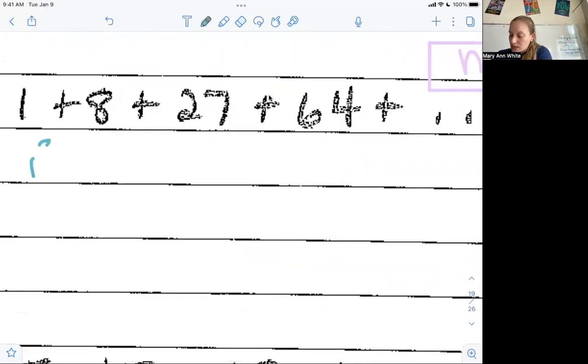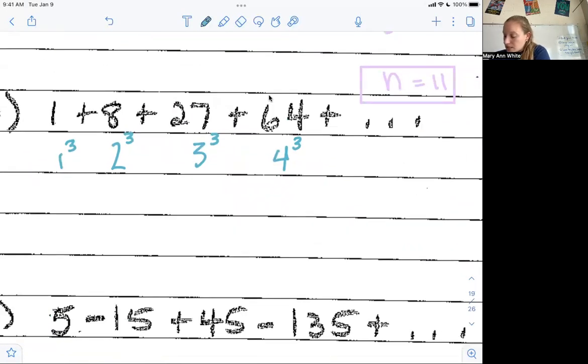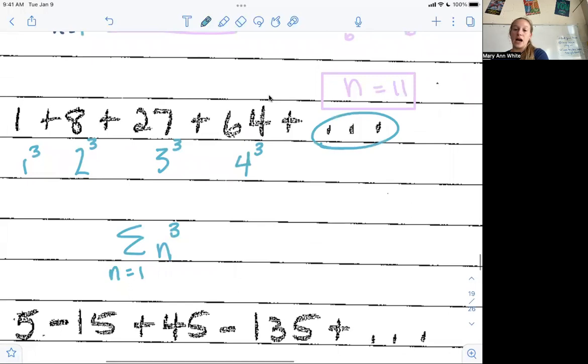So this is the same thing as 1 to the third, 8 is the same thing as 2 to the third, 27 is 3 to the third, and 64 is the same thing as 4 to the third. So when I thought about this in summation notation, I've got my sigma, and I'm going to start with n equals 1. And they're all increasing numbers raised to the third power. So it's going to be n to the third power. That's how you get each individual term. And this one says dot dot dot, which means that it goes on and on forever. And so we put an infinity on top to represent that it goes on and on forever.